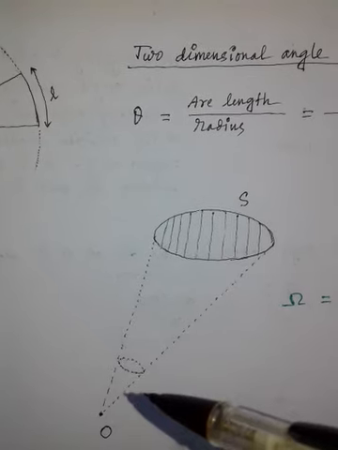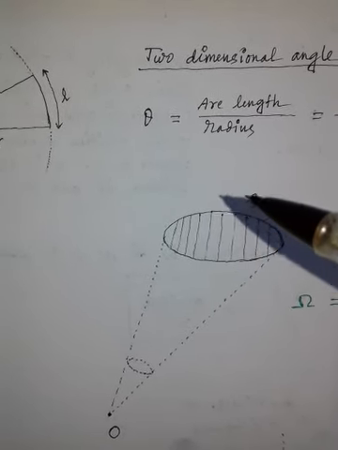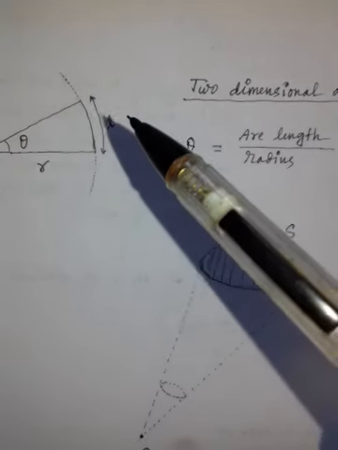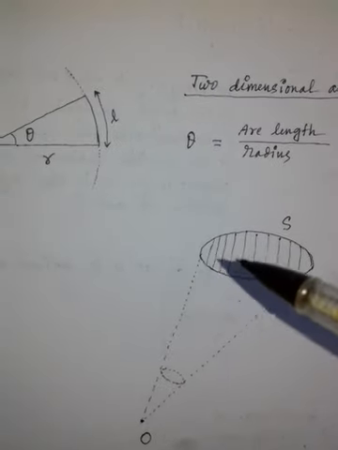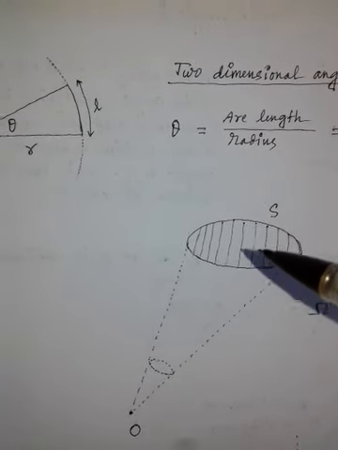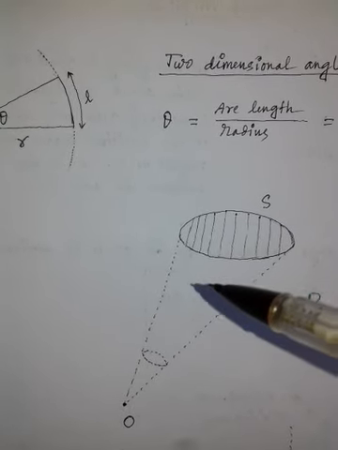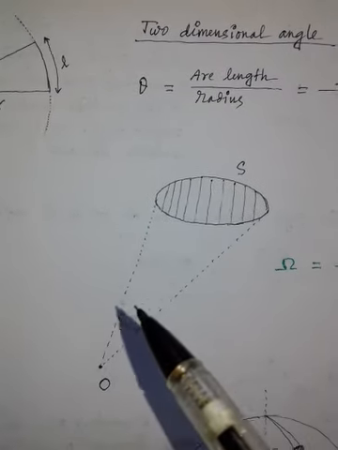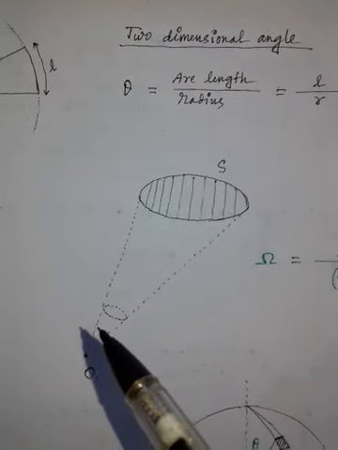Solid angle is a three-dimensional angle which is made by an area. As in the two-dimensional angle an arc length makes the angle, for the case of solid angle an area makes the solid angle. Here, an area S makes a solid angle at O. This is the solid angle which is of the shape of a cone.